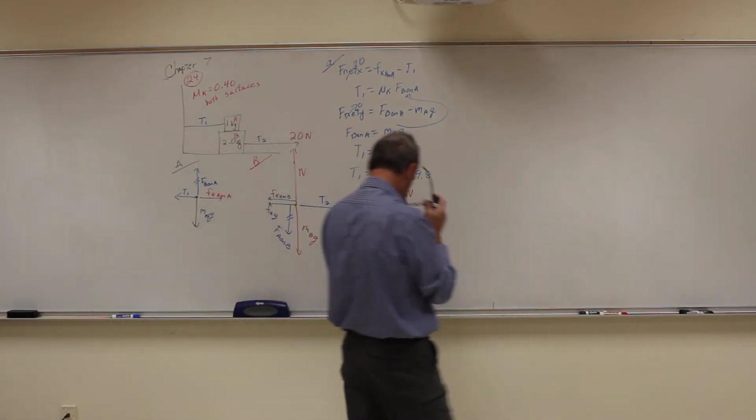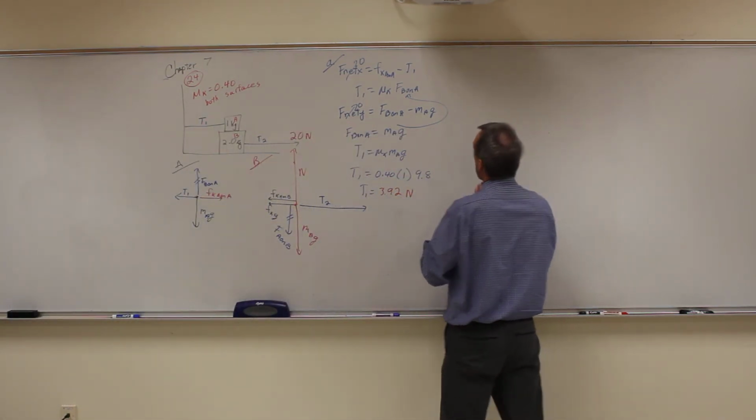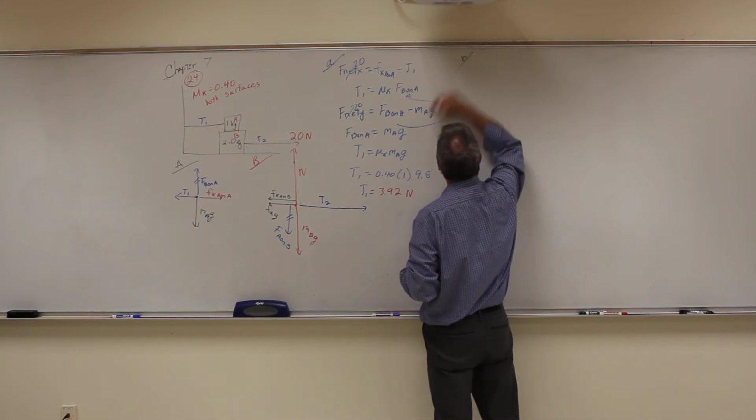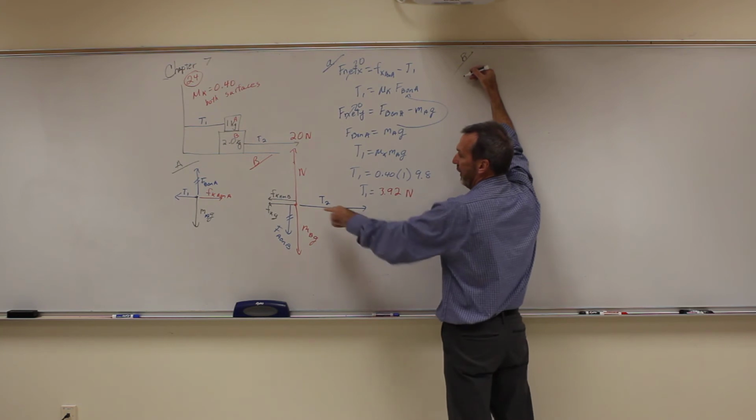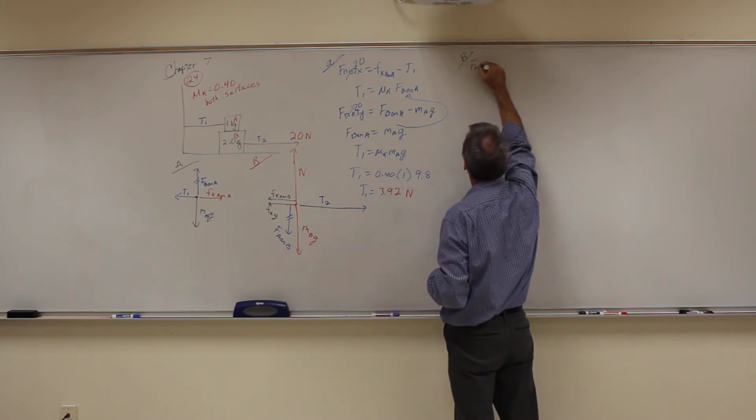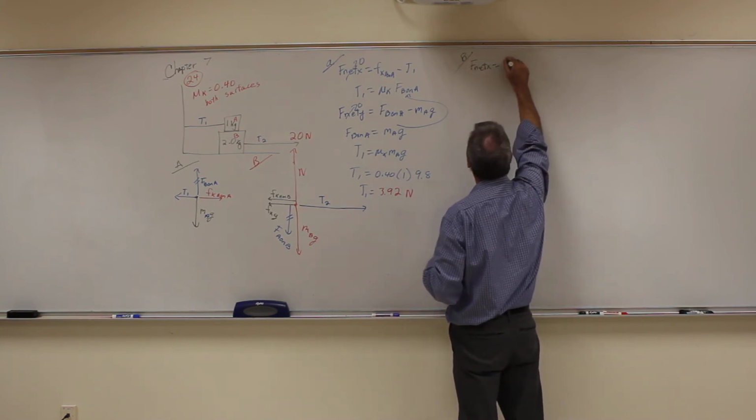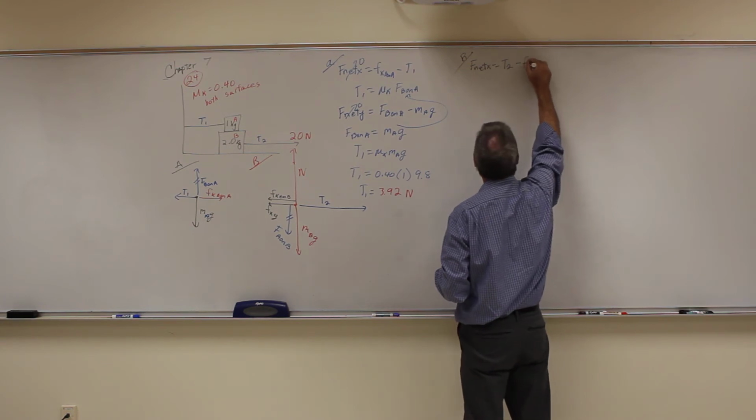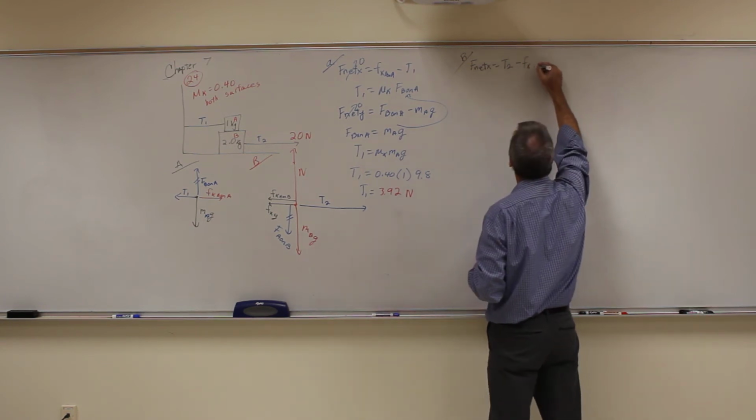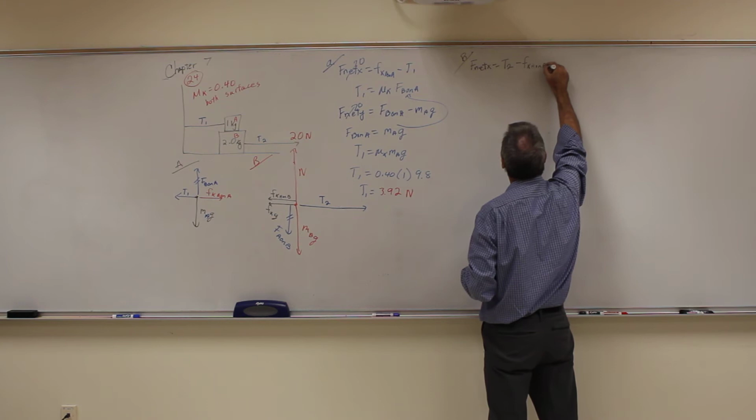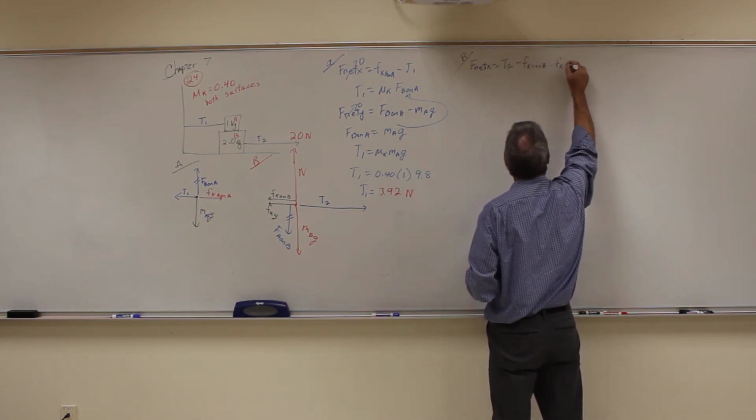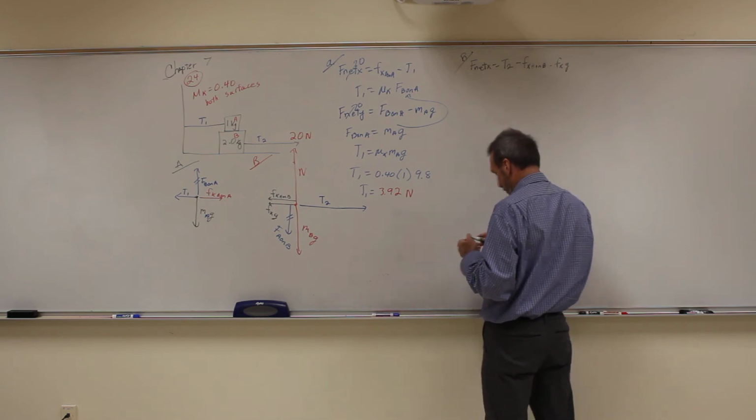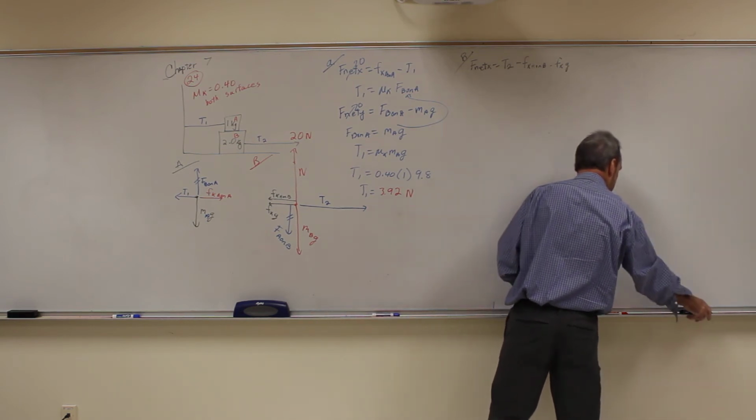Now, we have to do block B. Block B, we're going to do F net x. It's going to be equal to T2 minus the kinetic friction of A on B, minus the kinetic friction from the ground. I think that pen is done.